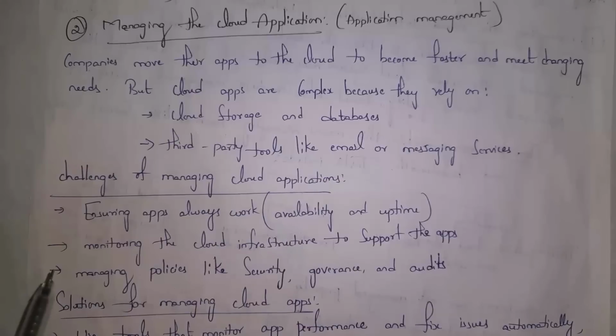And second one is monitoring the cloud infrastructure to support the apps. Guys, apps depends on resources like server, storage, hardware, software, etc. So monitoring cloud infrastructure is nothing but we need to monitor resources that are connected to our app. For example, my app is placed in server. If that server stops working, we cannot use app. So always monitor cloud infrastructure to support the app.